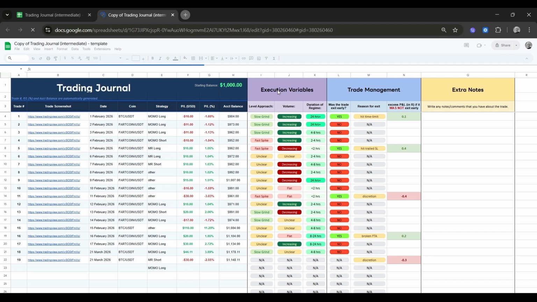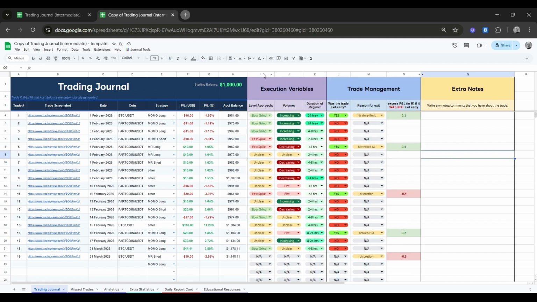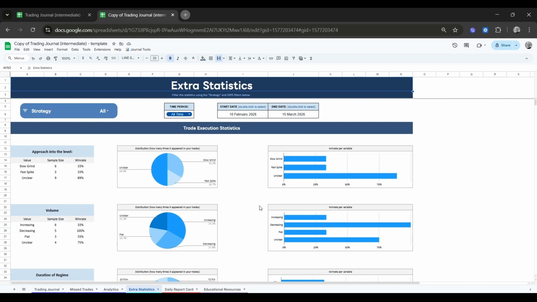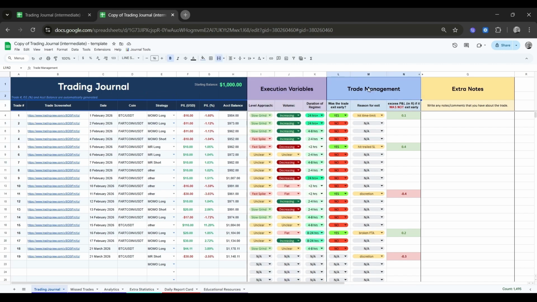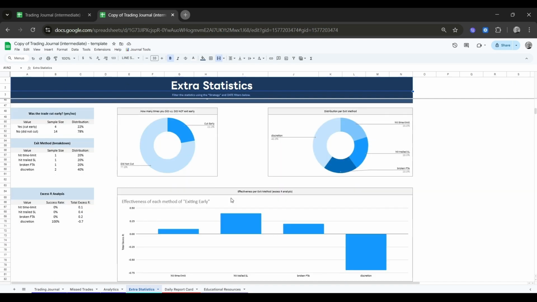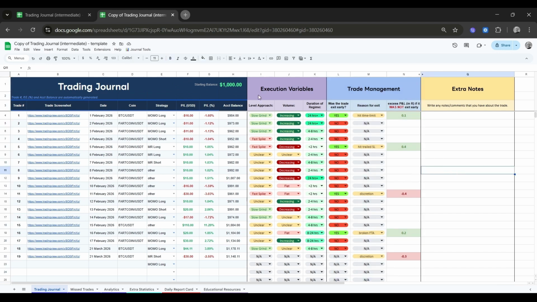Okay, so you can notice here that the intermediate journal actually has a few more columns and also an extra tab called Extra Statistics. So this lesson is all about improving entries. So we're going to be talking about these three columns, the execution variables. And in the extra statistics, those three variables are going to populate over here. In the next lesson, we're going to talk about the exits, which are these three columns in trade management. And again, if you scroll down, the data populates here, everything to do with trade management. But for this lesson, we're just going to talk about the execution variables.